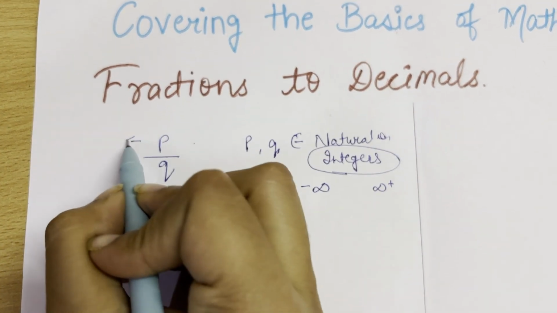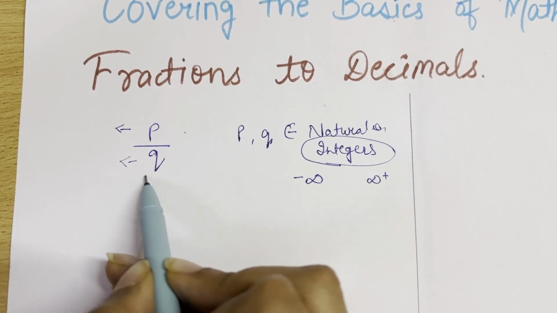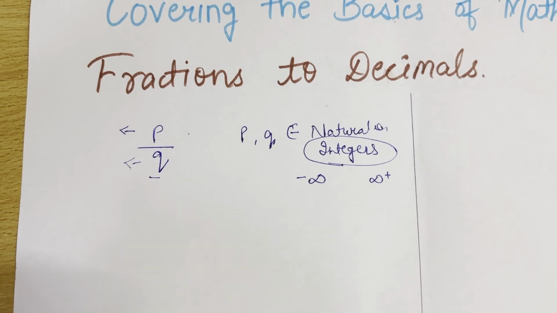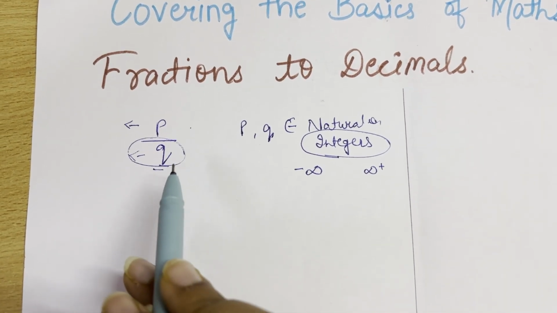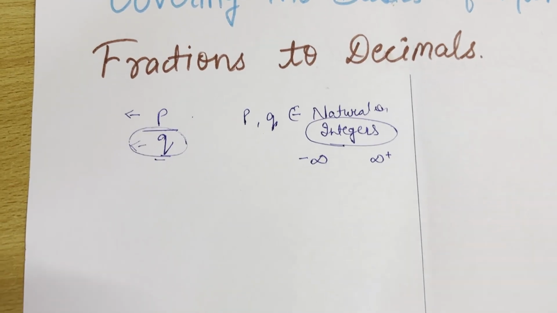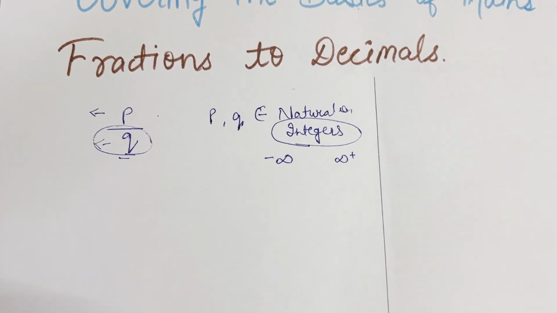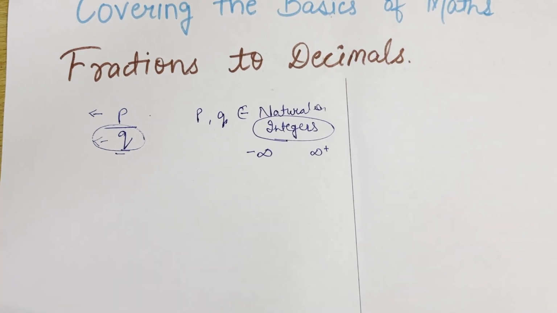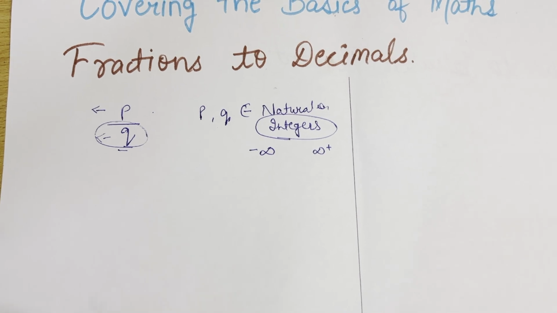So the upper part is called the numerator of the fraction, and the lower part is called the denominator of a fraction. Okay, so this denominator, which I have represented as Q, cannot be equal to 0, as if it is equal to 0, the fraction will become not defined mathematically. So now you got to know what are fractions. Now we will learn about how to convert these fractions to decimals.